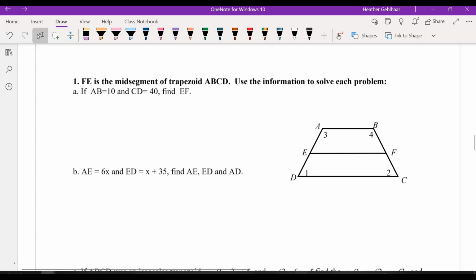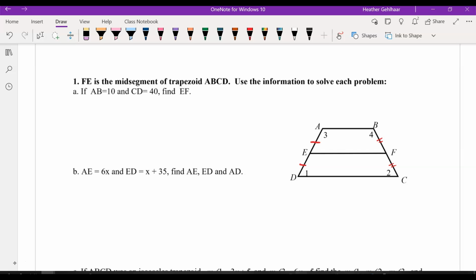Next here, we have these examples. So FE is the midsegment. So go ahead and mark that. FE is the midsegment. Okay, so we know that we can use a lot with that. If it's the midsegment, I know that E is a midpoint. So AE is congruent to ED, and BF is congruent to FC. Okay, and this trapezoid is going to be used for problems A, B, and C.